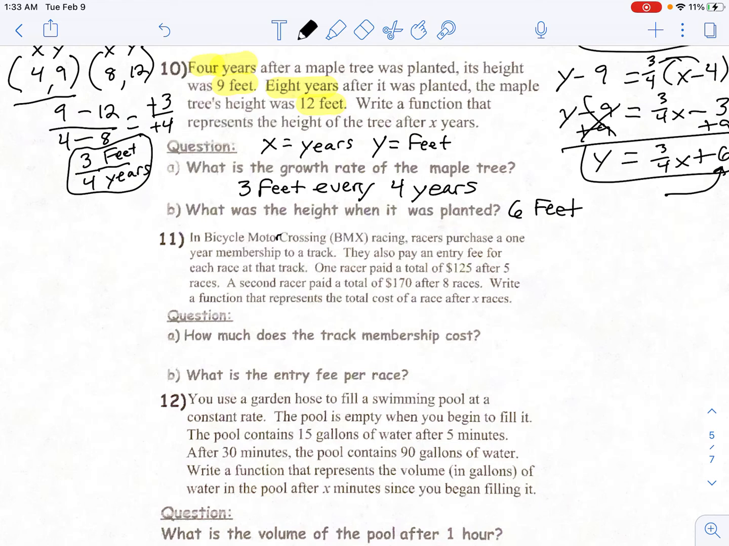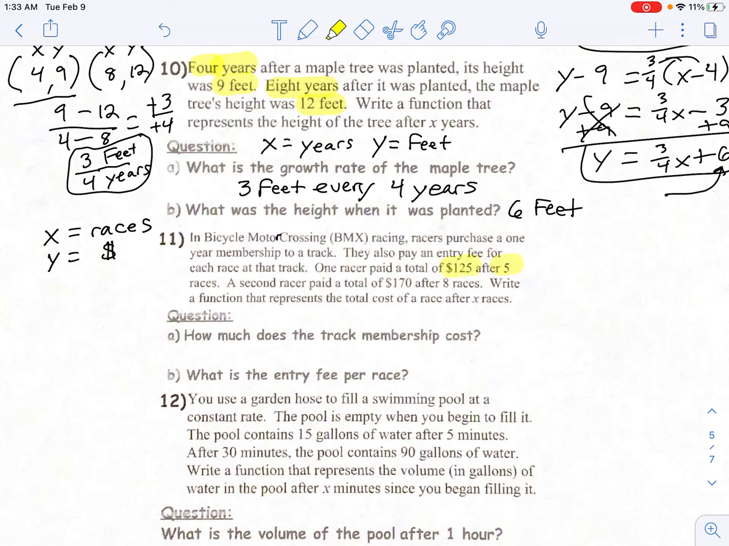All right, racing. Racers purchase a 1-year membership to a track. They also pay an entry fee for each race at that track. One racer paid a total of $125 for 5 races. Another racer paid a total of $170 for 8 races. Write a function that represents the total cost of a race after X races. So it tells you that X is races and Y obviously is going to be in dollars because money's involved.